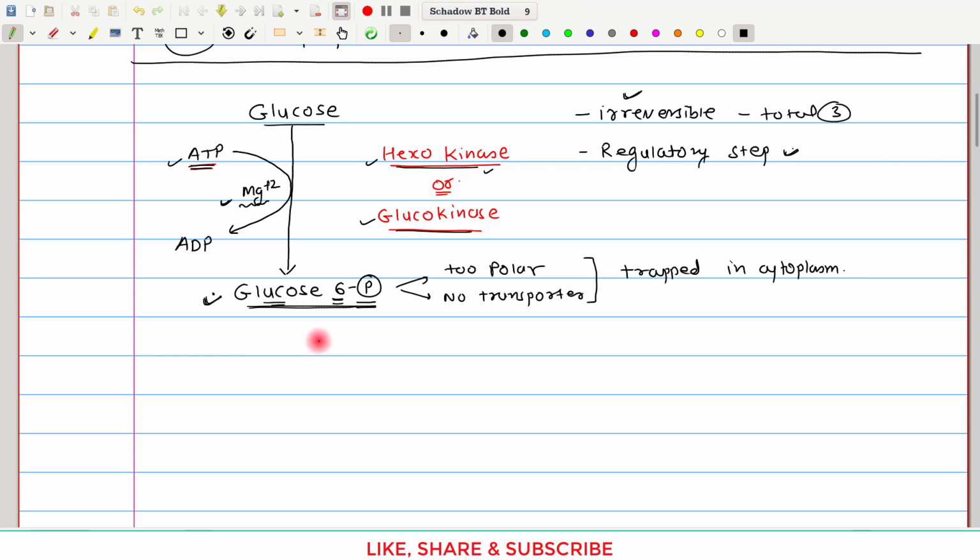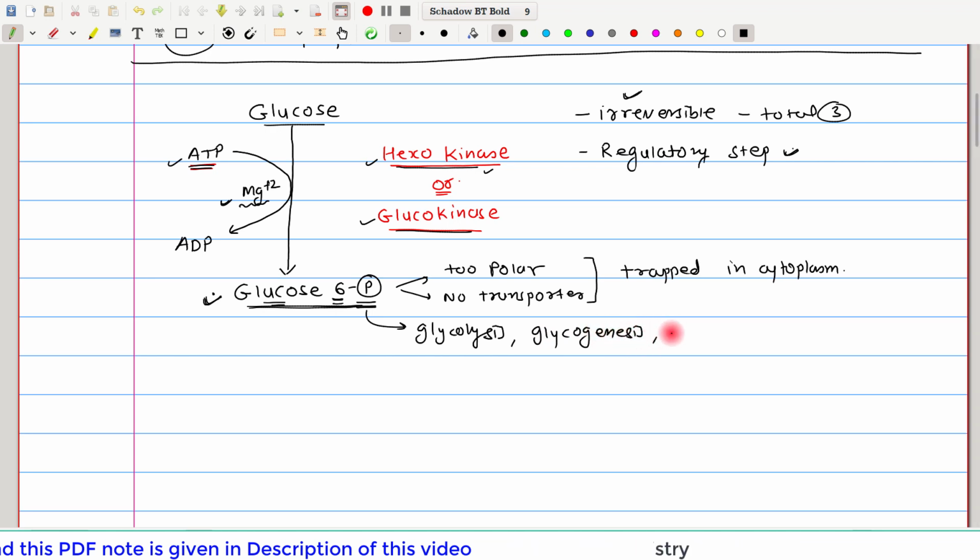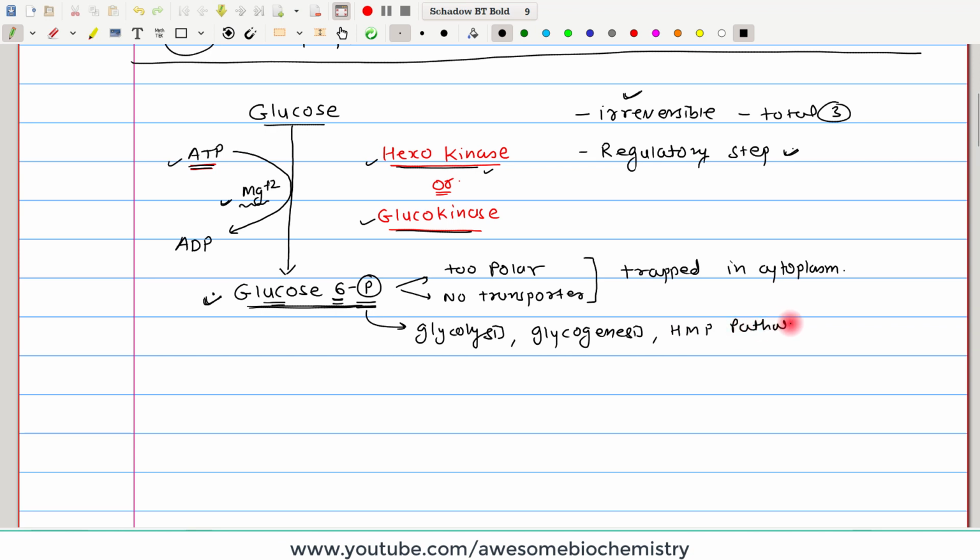This next thing to note down over here is that glucose 6-phosphate can further undergo glycolysis, but that is not the only fate which glucose 6-phosphate has. Of course, it can undergo glycolysis, but it is not the only pathway which glucose 6-phosphate follows. It can also undergo glycogenesis. It can also undergo the hexose monophosphate pathway, that is the HMP pathway, right.